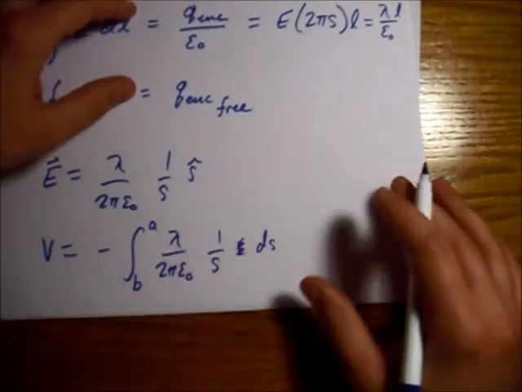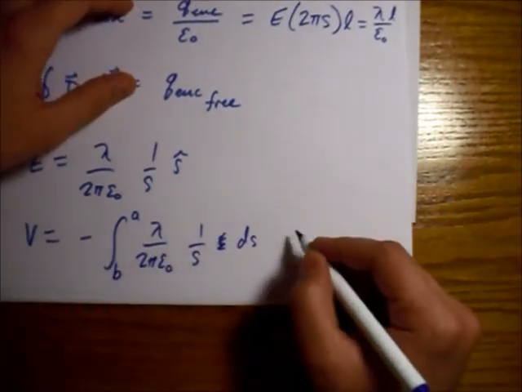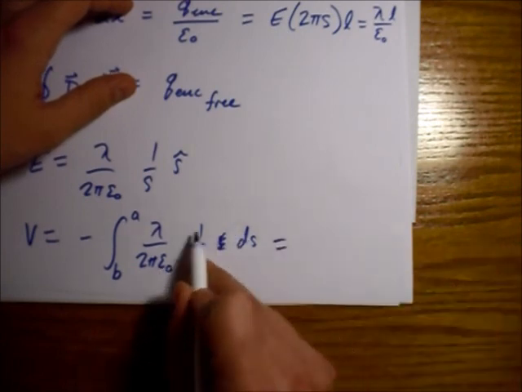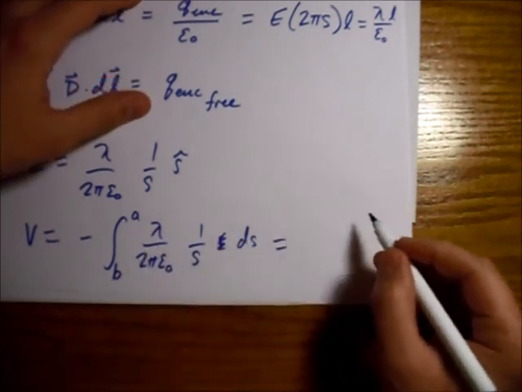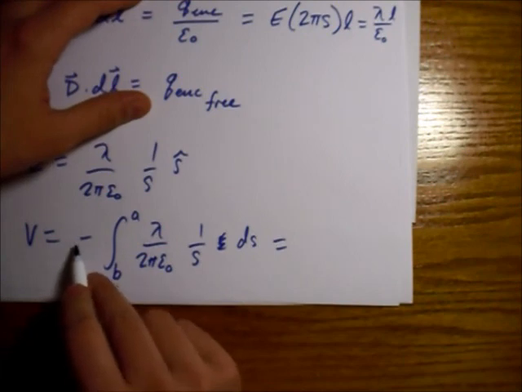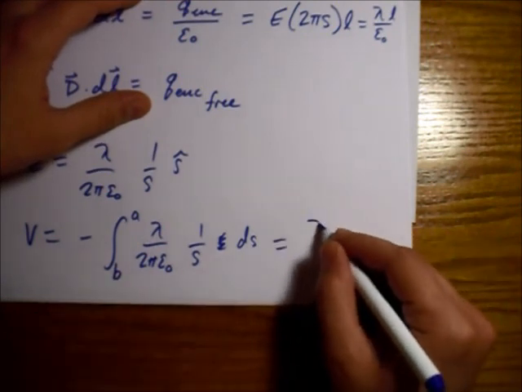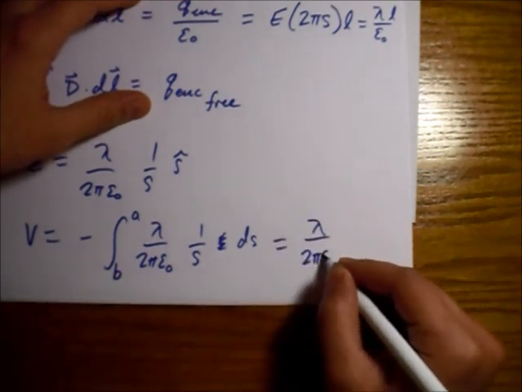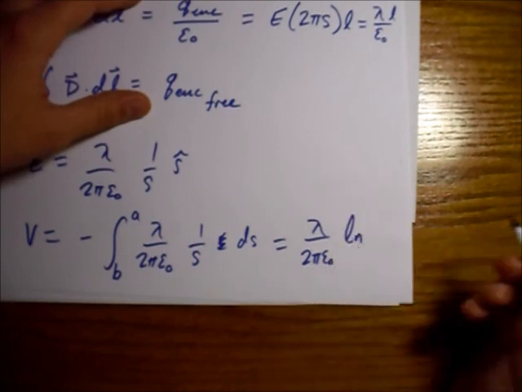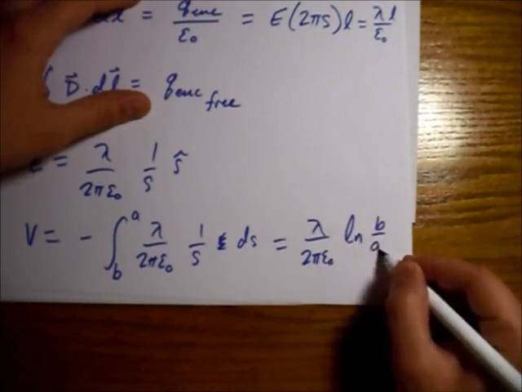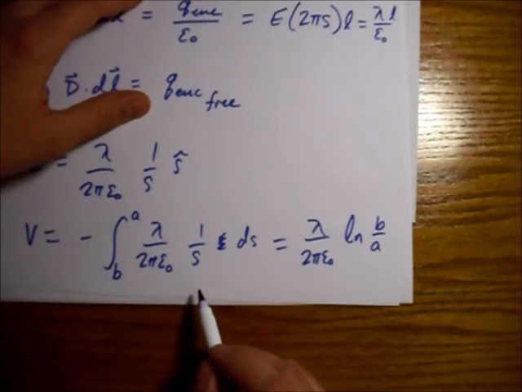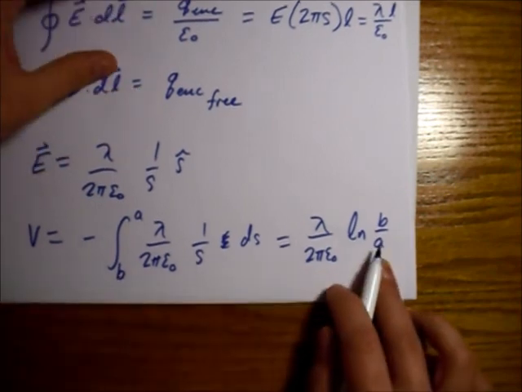Oh, it may have actually just been faster to go through all the details. But all right, so when we do this integral, what do we get? And we suck this minus sign into it, right? Lambda over 2 pi epsilon naught, we have the natural log of b over a. Okay, so here's our potential.